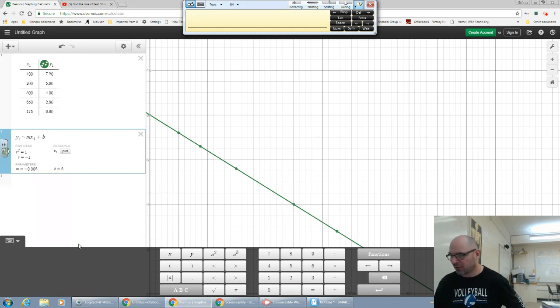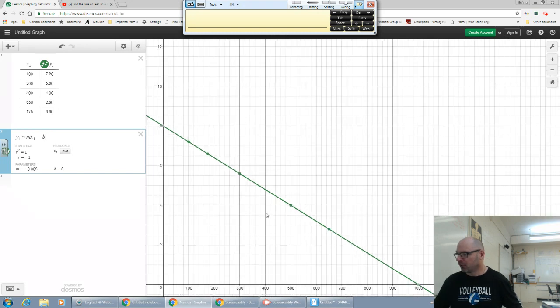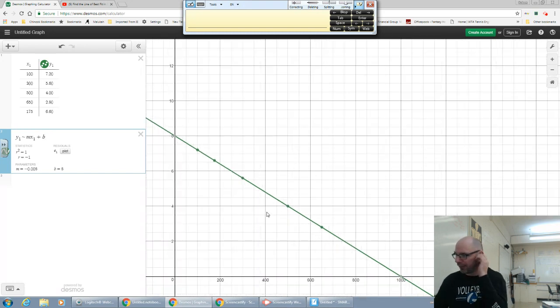Okay, so if we take away this keyboard now, and we kind of zoom out a little bit, okay, there's our best fit line. And here's the equation of our best fit line. Okay, these are some statistical things that we don't have to worry about. But what we have to worry about is that the slope would be negative 0.08 and that the y-intercept b is 8. So that's where it's touching right there.